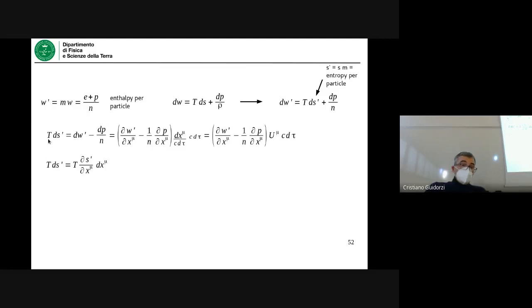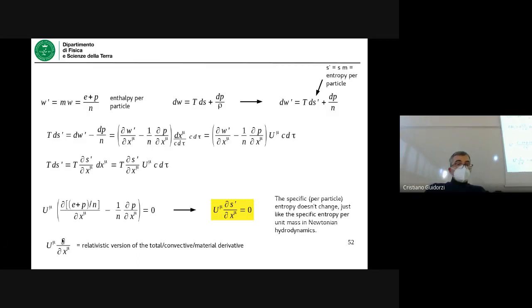We can do the same with the left-hand side of this equation. Instead of ds prime, you can express the S prime as the four-gradient of S prime times dx mu. Again, you use the same trick: you multiply and divide by c d tau, so you end up with u mu. So this guy contracted with the four-velocity.